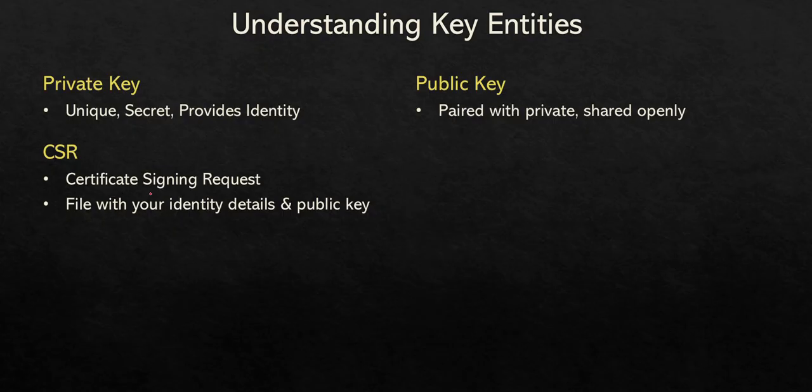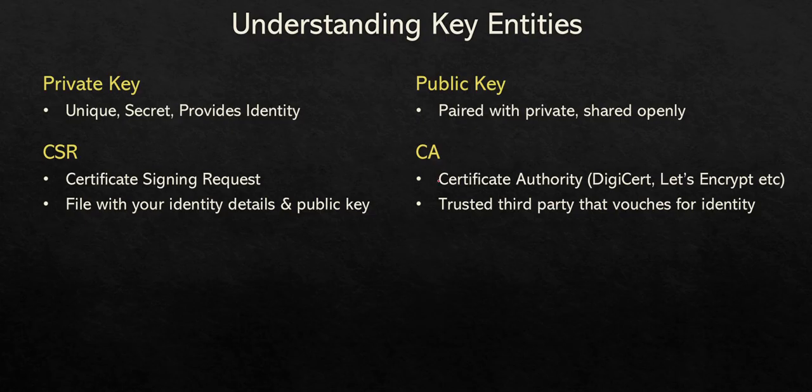CSR is certificate signing request. It is basically a file with individual identity and the public key. So we discussed that the public key is embedded. Public keys are embedded in the private key as well as in the CSR, certificate signing request. So a certificate signing request is like a file where we put a request with all the details about our particular entity and we submit that file to an authority. So what is that authority? That is called a CA, certificate authority.